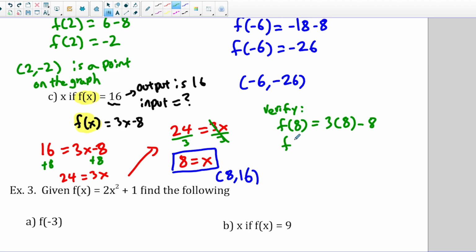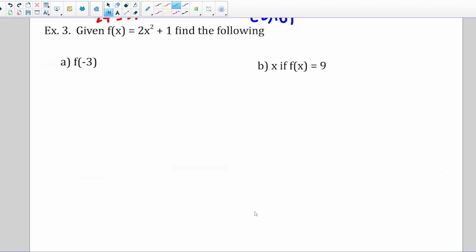So we have f of 8 is equal to 24 minus 8. And we'll see very quickly here that if we put in 8, then we get 16 as an output, and we can verify our work. For this next example, you can pause the video and unpause once you're all done to check your work.